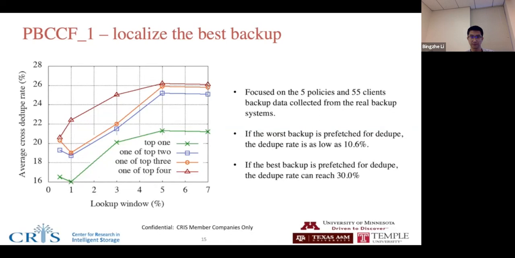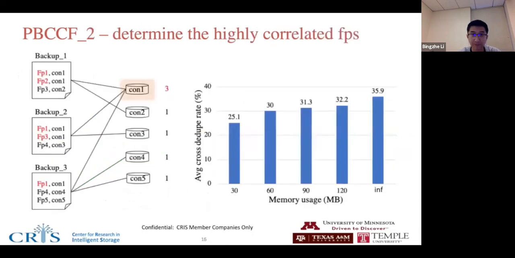The prefetching number was incremented to see the performance of the PBCCF in identifying a good base backup. We can see the dedupe rate has a 4% improvement when increasing the prefetching number from 1 backup to 2 backups. Then it saturates at 26.2% when increasing the prefetching number to 4. The gap to the optimal deduplication rate is less than 4%, so we can still claim that the PBCCF succeeds in improving the dedupe rate for the initial backup from the newly created client.